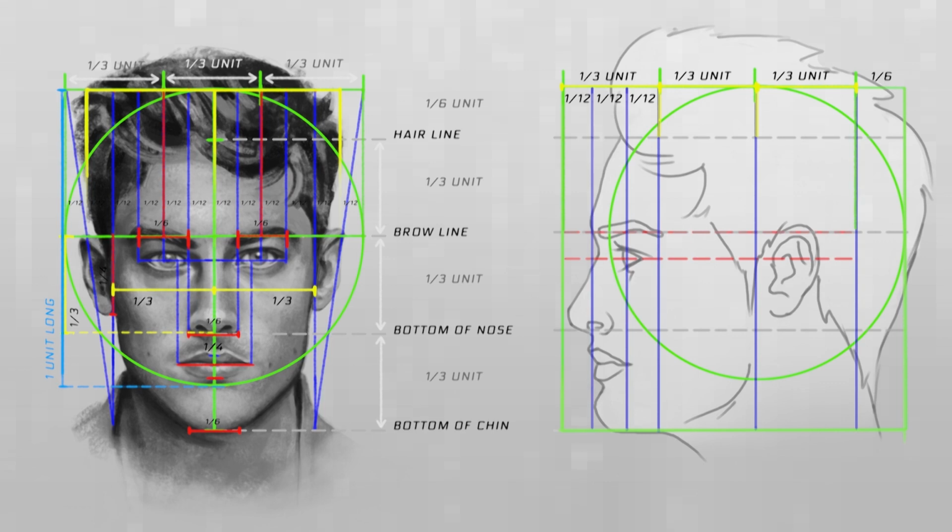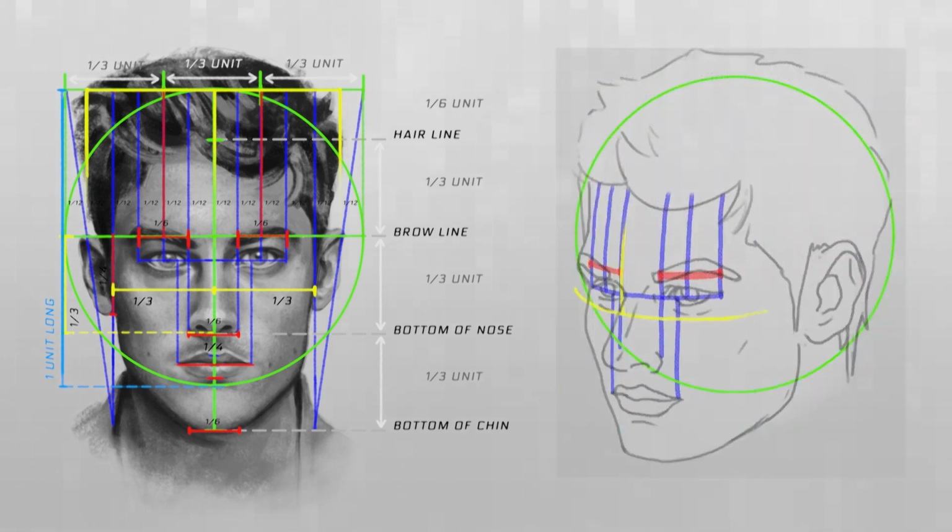So for the side view, we see how more ratios appear, and when the face is drawn from an angle, foreshortening will occur, which means the lengths of these ratios will distort based on the viewing angle.